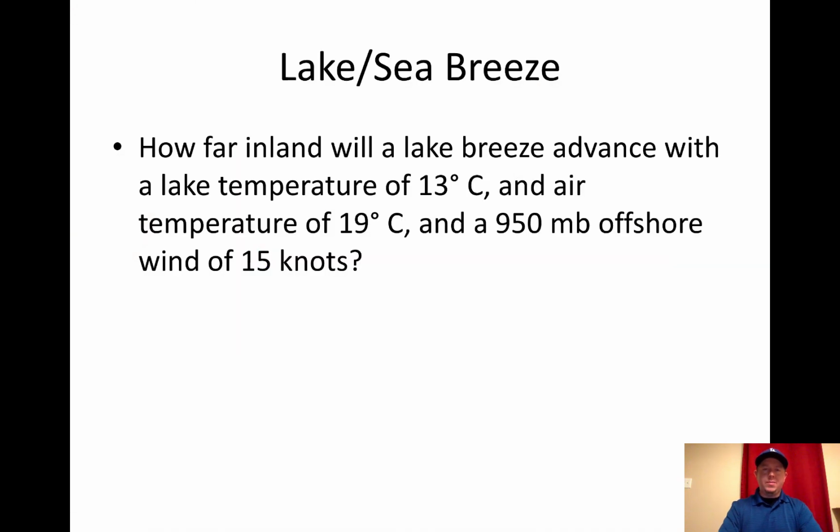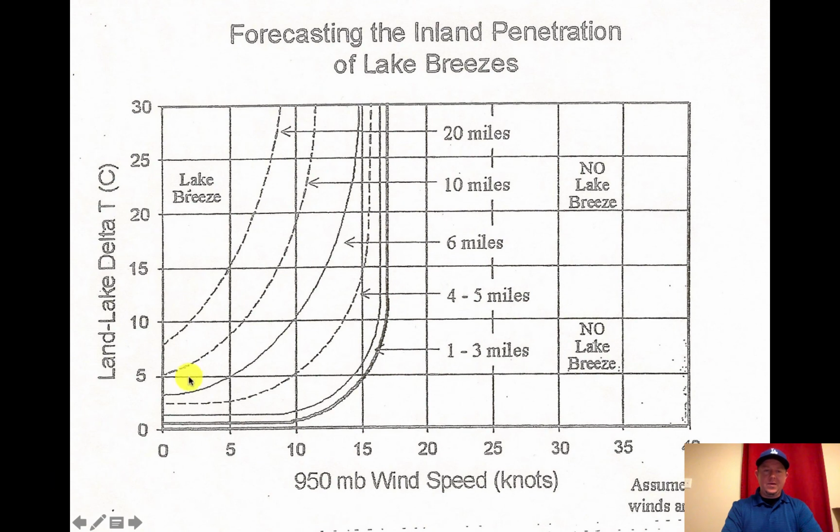And then here, how far will a lake breeze advance with lake temperature of 13, air temperature of 19? So much less of a gradient, and you have much more of an opposing factor. So what does that tell you before you even look at anything? You think the lake breeze will go in further or shorter? It's not going to go in near as far, right? So about 1 to 3 miles in this example. You can just look at it and kind of tell before you even look at the actual chart. So 6 and 15, we got a 6 difference and we got 15. We're in that 1 to 3 mile range.